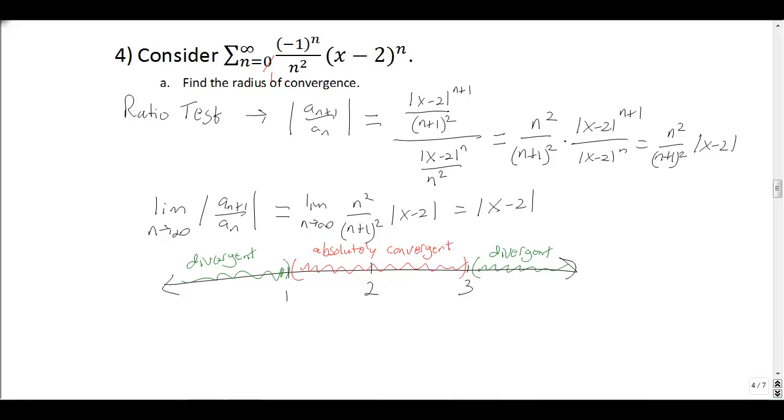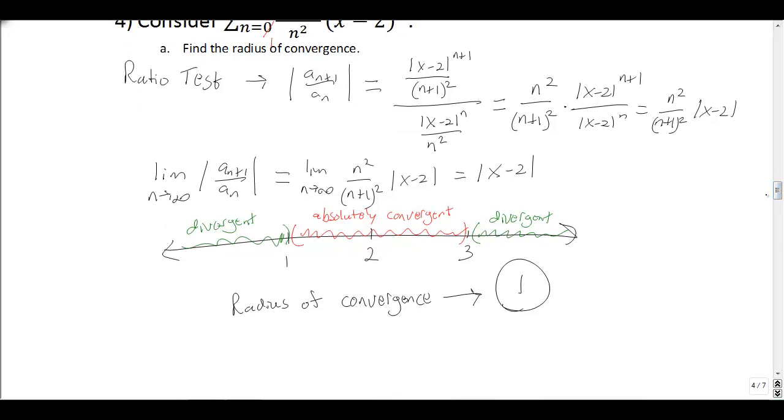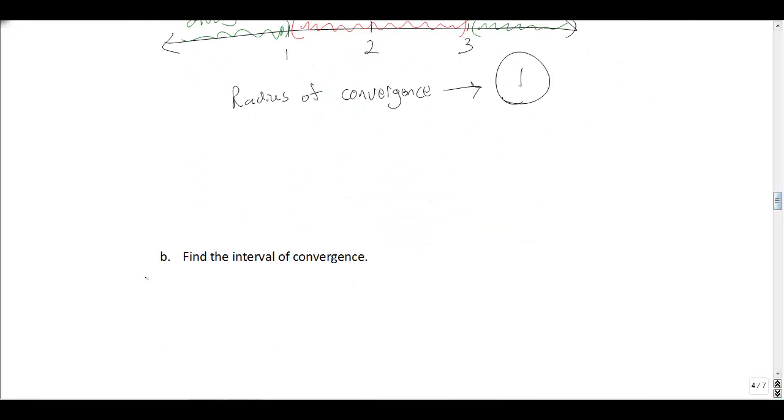Here. Okay, so this means our radius of convergence is the distance from our center, which is 2, to the outside. So 2 to 3 is 1, 2 to 1 is 1. So radius of convergence is 1. Now the interval of convergence is going to be 1 to 3, except maybe it includes 1, maybe it includes 3. So when we do the interval of convergence, we have to worry about x equals 1.